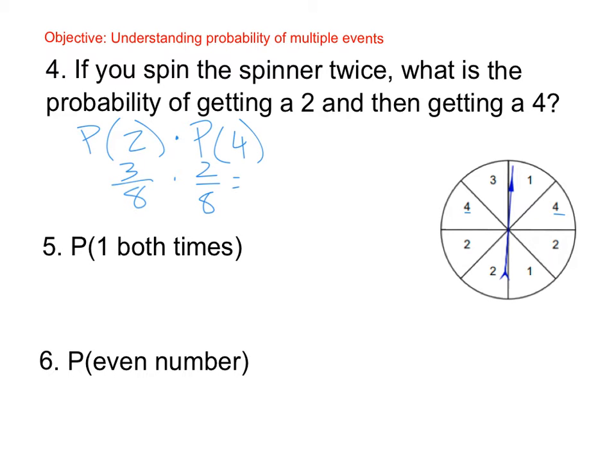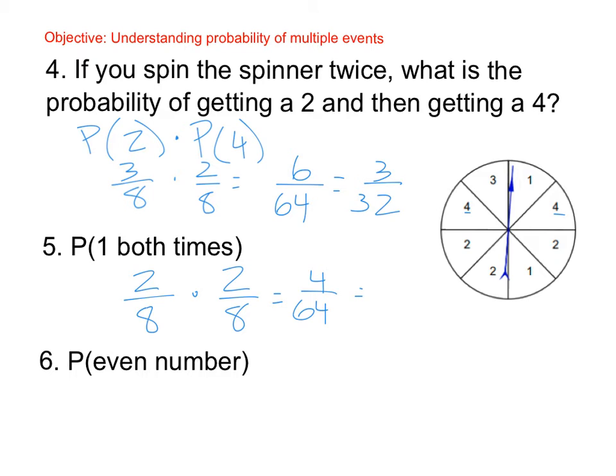When we multiply fractions, we multiply the top, multiply the bottom. I'm going to divide by 2 to make it a nicer problem. All right, the probability of 1 both times. So the probability of getting a 1 is 2 out of 8 times 2 out of 8. So that's 4 out of 64, which is 1 out of 16.